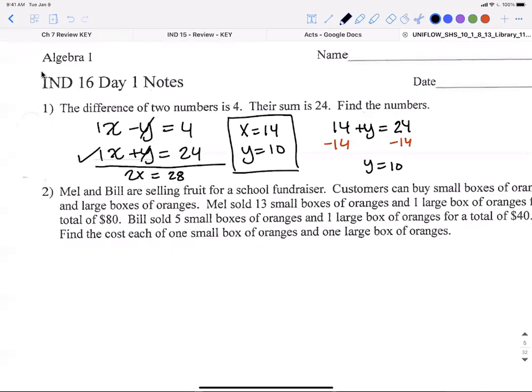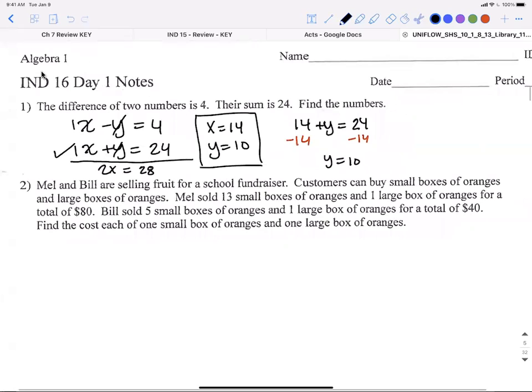Okay. All right. So let's look at our second equation. We've got Mel and Bill are selling fruit for a fundraiser. Customers can buy small boxes of oranges and large boxes of oranges. Mel sold 13 small boxes of oranges and 1 large box of oranges for a total of $80. Bill sold 5 small boxes and 1 large box for a total of $40.